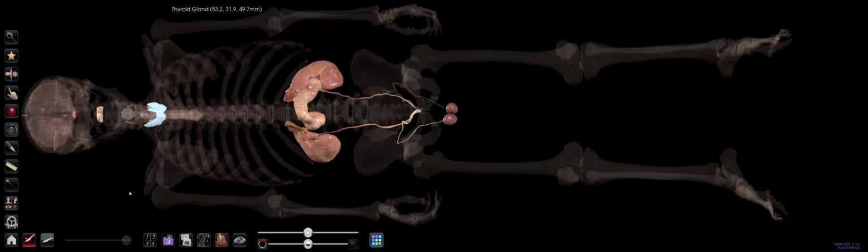The two glands in the abdomen that sit on top of each kidney are the adrenal glands. So the gnome hats, or the little hats on top of the kidneys, those are the adrenal glands, also known as the suprarenal glands.